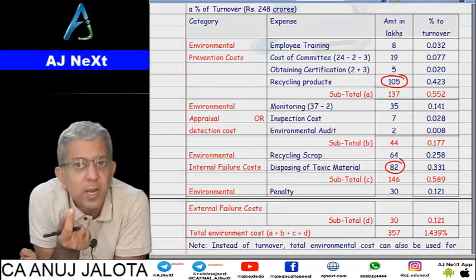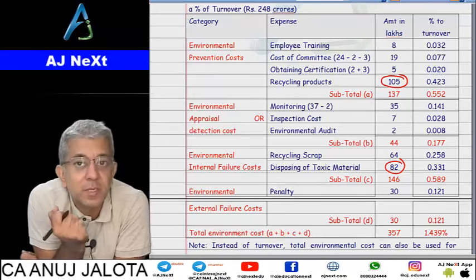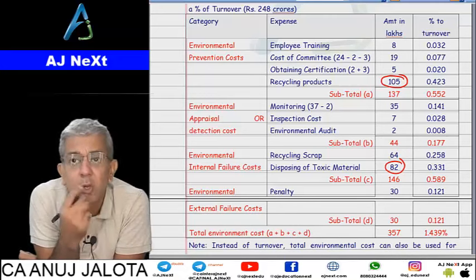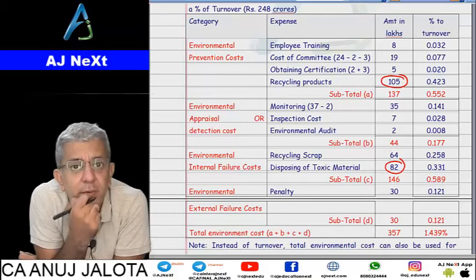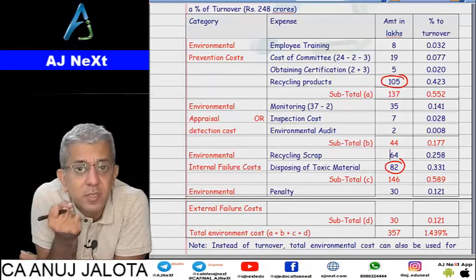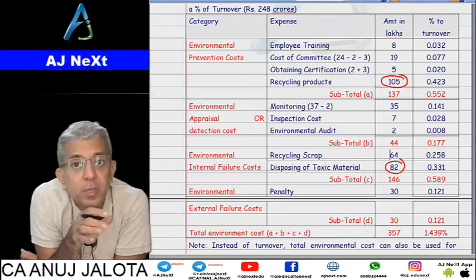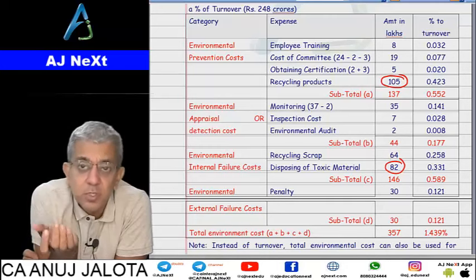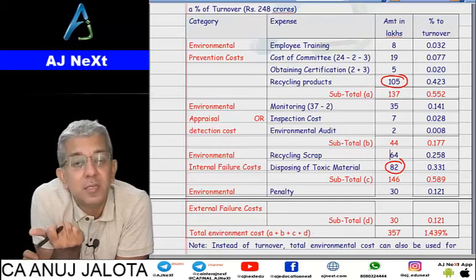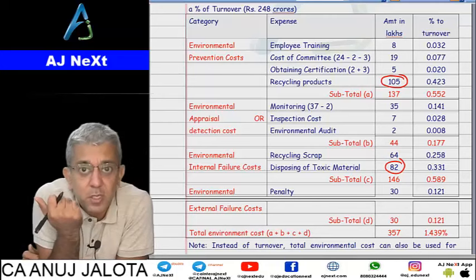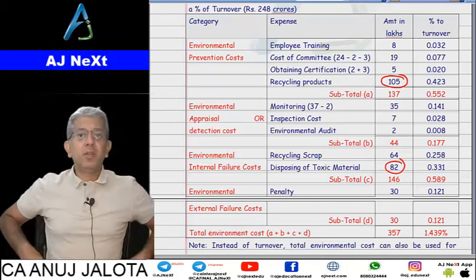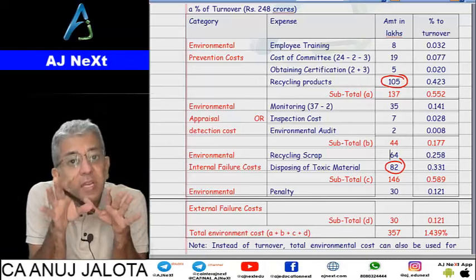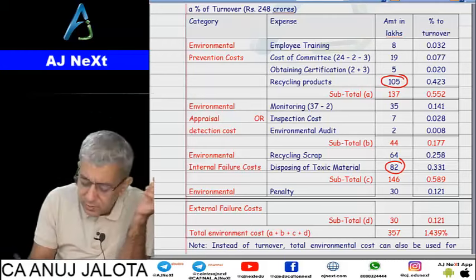And suppose, like in the mobile segment, a lot of metals go into making a mobile these days, right? Now these metals are extracted from the earth. If you are not going to use the old phones and you are always making phones with new material, you will have to spoil the earth. So by recycling the products, you are not destroying the earth, you are preventing the environment from getting spoiled. So that is why it will come over here.